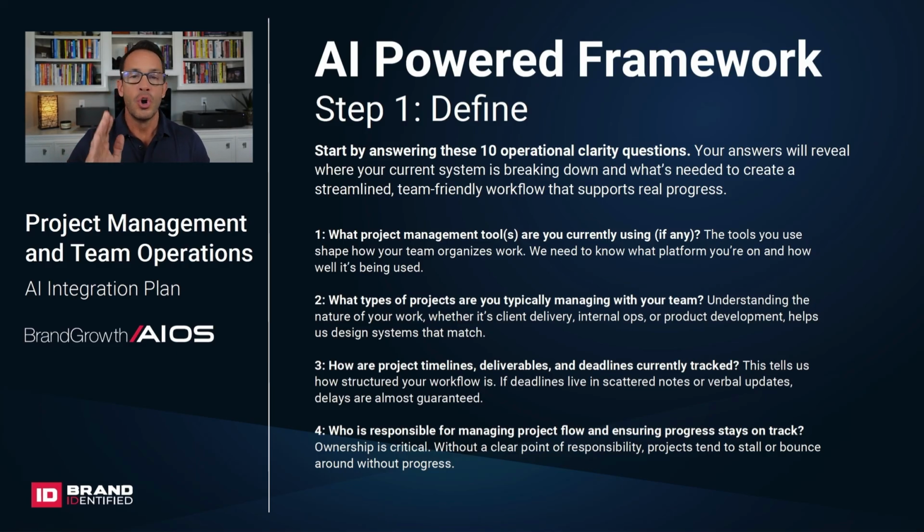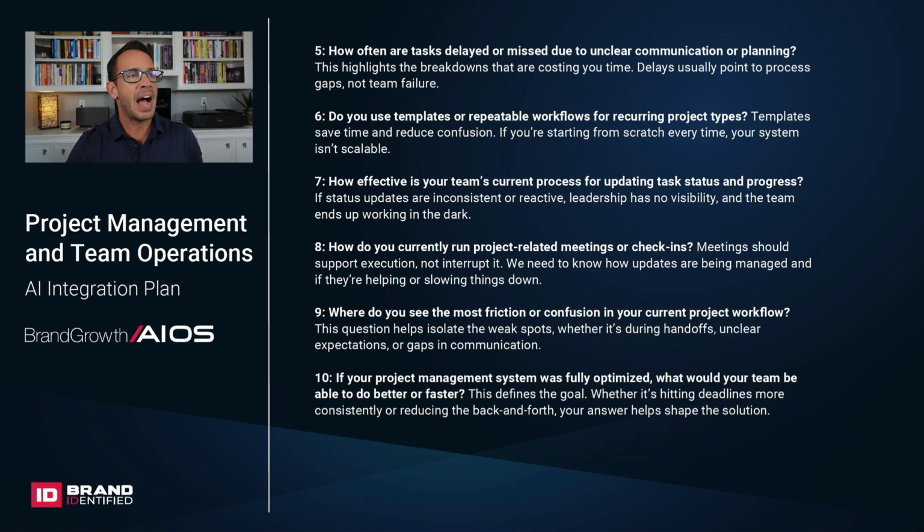Question number 4, who is responsible for managing project flow and ensuring that process stays on track? Ownership is critical. Without a clear point of responsibility, projects tend to stall or bounce around without any real progress. Question number 5, how often are tasks delayed or missed due to unclear communication or planning? This highlights the breakdowns that are costing you time, and your delays will usually point to the process gaps, not the team failure.